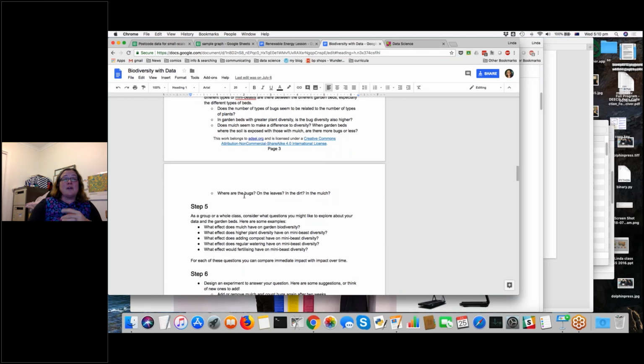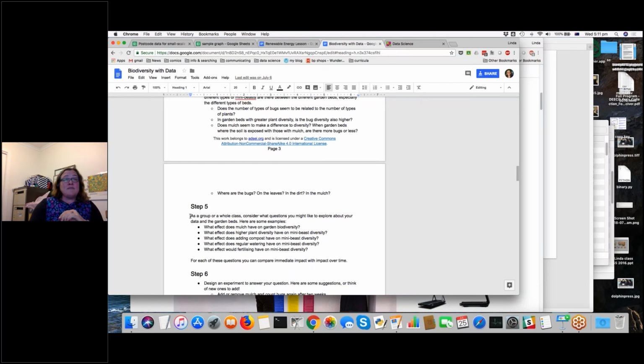And then also looking at where are the bugs, on the leaves, in the dirt, in the mulch. And this is, again, where you can pull in your biology and talk about different habitats and where do bugs like to live and why do they like to live there. So why is it that worms are deep in the soil, whereas your slaters are mostly on the surface, for example.